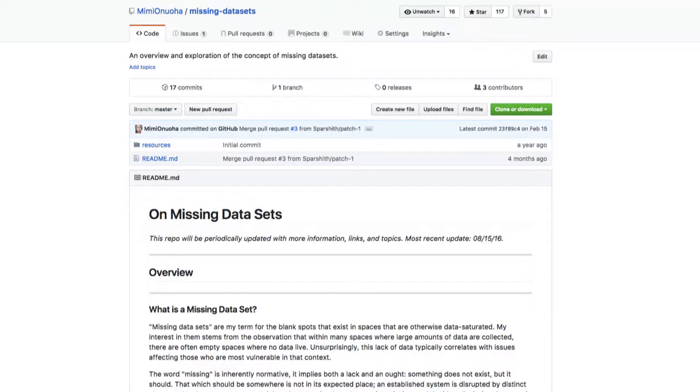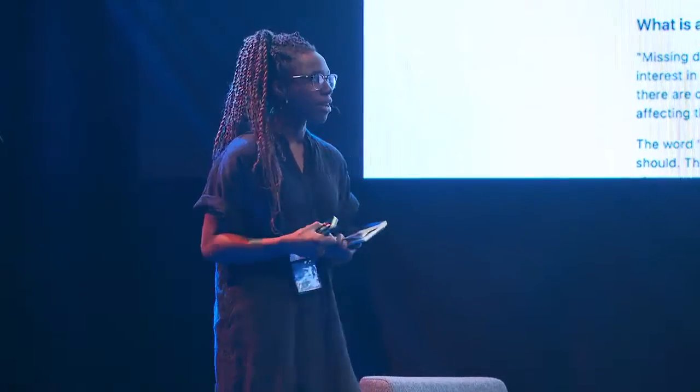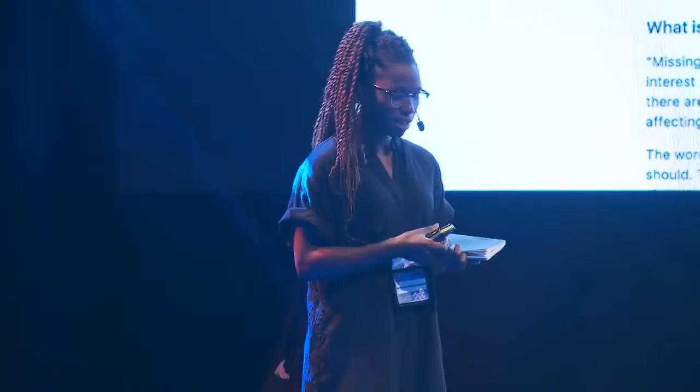So when I say missing datasets, what I am referring to is what I like to call blank spots in otherwise data-saturated spaces. And what I started to notice a few years ago was that, once again, for all the data that we collect in the world, there are still these spots where no data seem to live. And I became really curious about that. And I started wondering, A, what are these things, and what are the examples of them? And also, what do they mean?